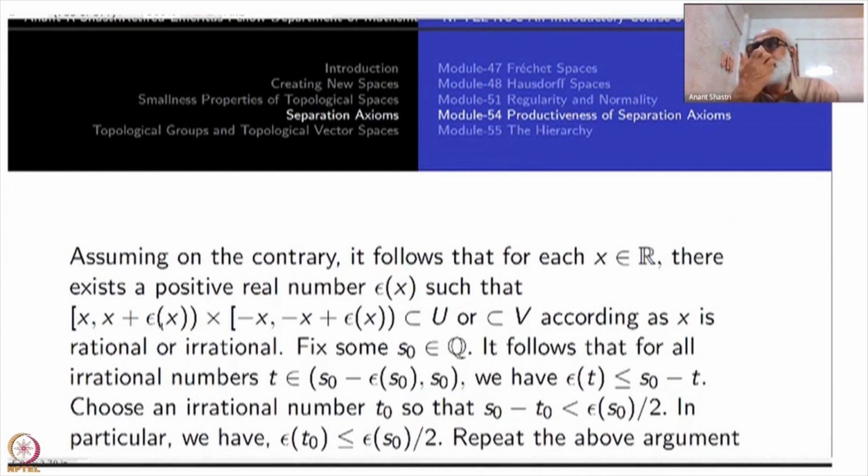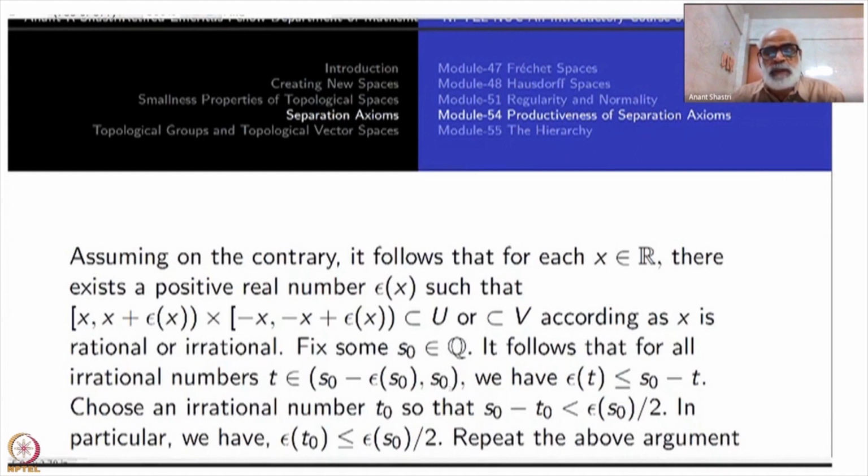All right. So now fix a rational number s naught belonging to Q. It follows that for all irrational numbers t belonging to (s naught minus epsilon s naught, s naught), what is this epsilon? We have fixed these epsilon x's, remember that. So I'm taking the same thing here: s naught minus epsilon s naught, comma s naught.